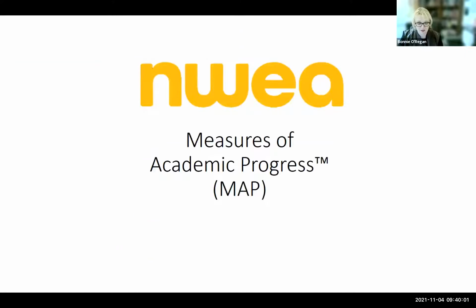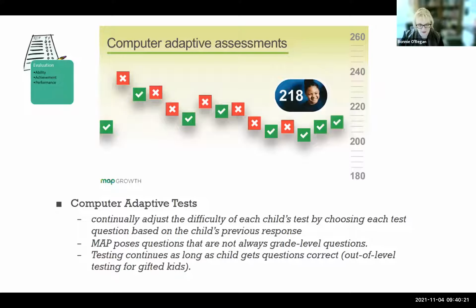The next type of test assesses both content and concepts. The assessment we use is the NWEA Measures of Academic Progress. We refer to this as NWEA or MAP. MAP Growth measures what students know and what they're ready to learn next. To do this, it is a computer adaptive assessment.